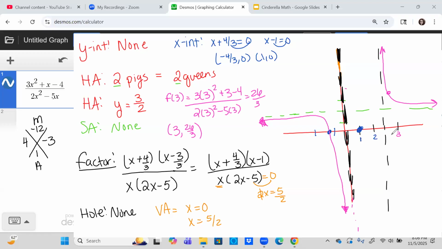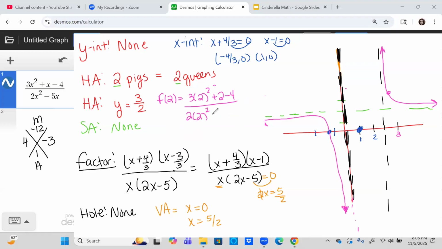So let's plug in 2. All right, I'm going to do f of 2. So again, let's just clear that. That's 3 times 2 squared plus 2 minus 4 all over 2 times 2 squared minus 5 times 2. Okay, putting that in the calculator. Top is 10. Bottom is -2. 10 divided by -2 is -5. Okay, so when we plug in 2, we get -5.